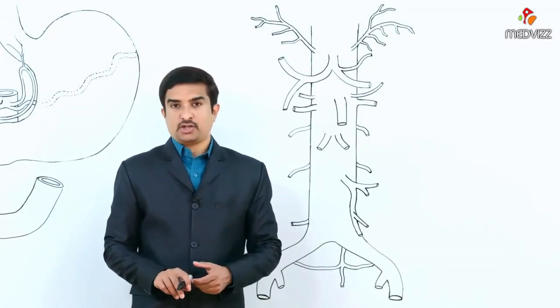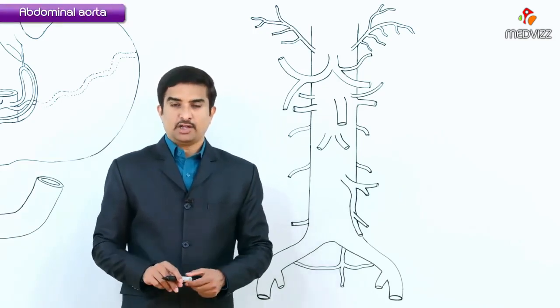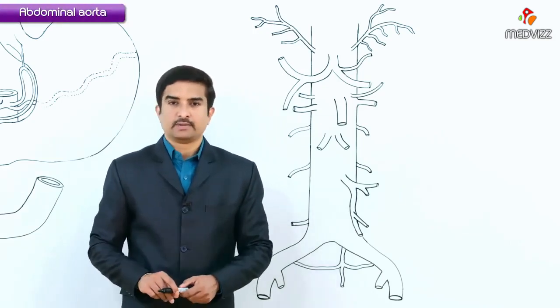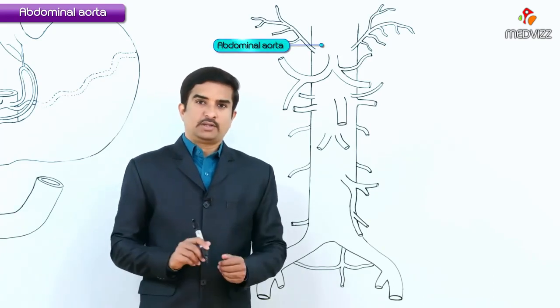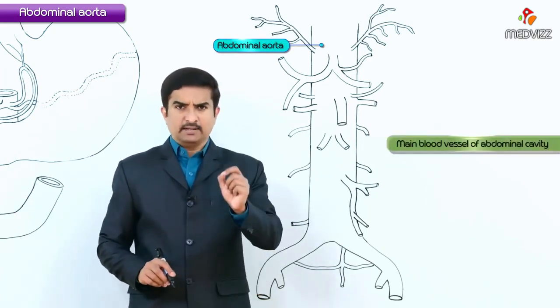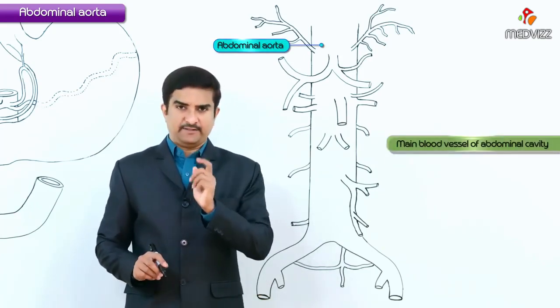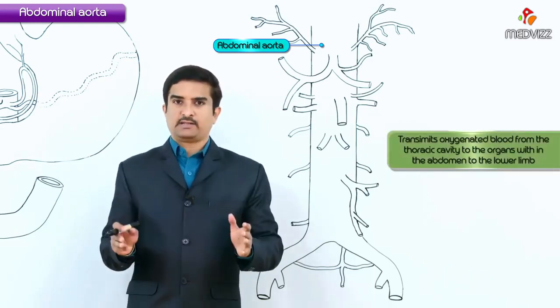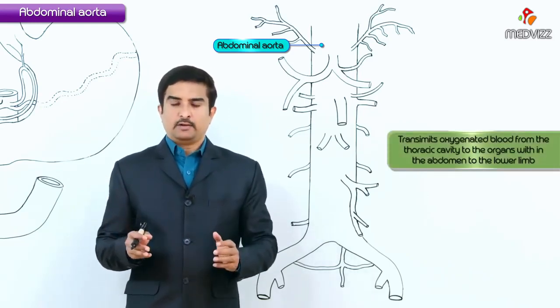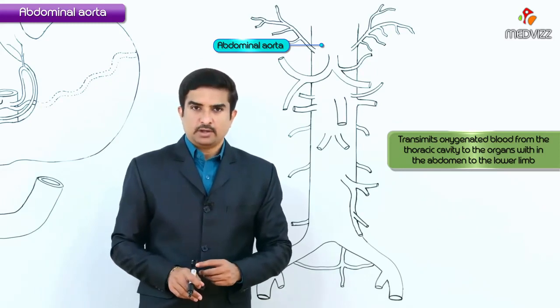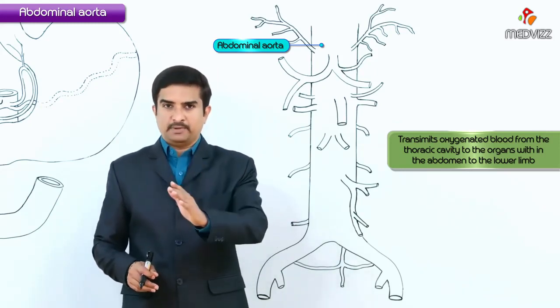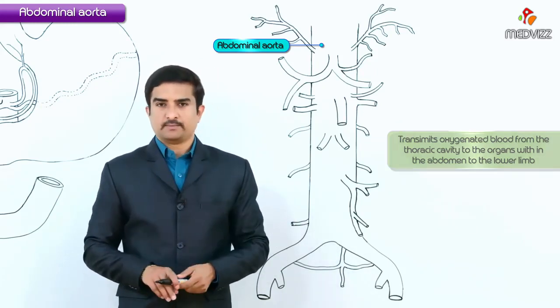In today's lecture, we are going to discuss the abdominal aorta gross anatomy. The abdominal aorta is the main blood vessel of the abdominal cavity that transmits oxygenated blood from the thoracic cavity to the organs within the abdomen and to the lower limbs.